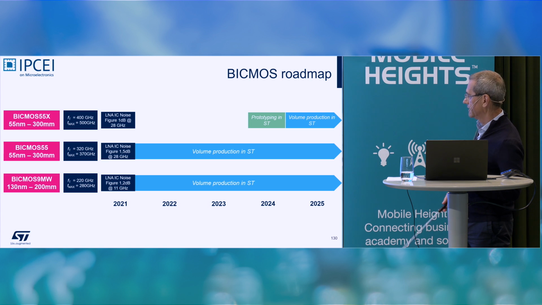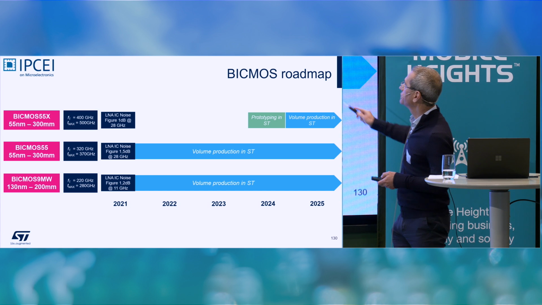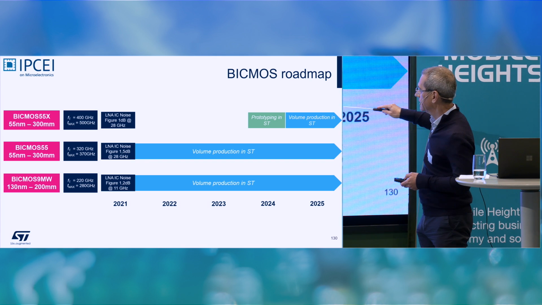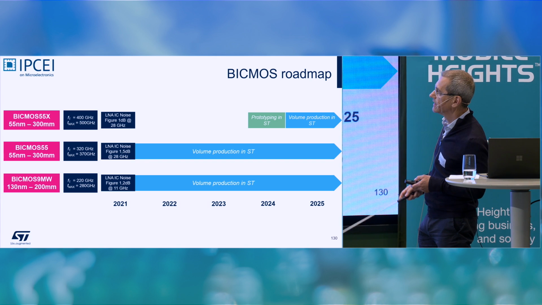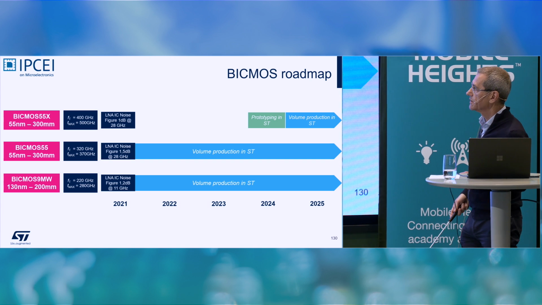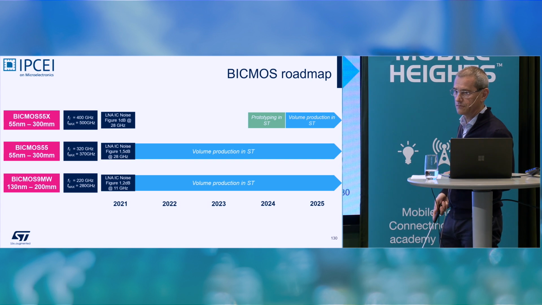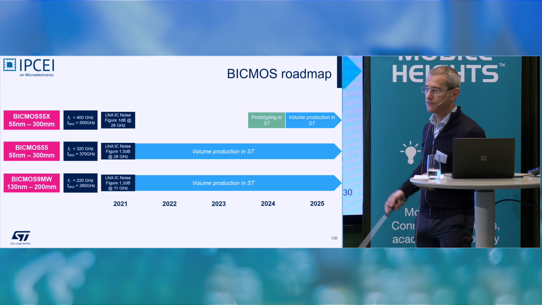Okay, so here the roadmap. These two technologies are in volume production at ST. It's not easy to access, I would say. It's possible, but we have to look at the requests. And this one should be ready for prototyping end of next year. So the B55X will be at the end the mainstream technology for ST, because we are investing a lot in Crolles with the extension of the capacity of the fab, for many reasons, but this is one of the reasons we are investing.